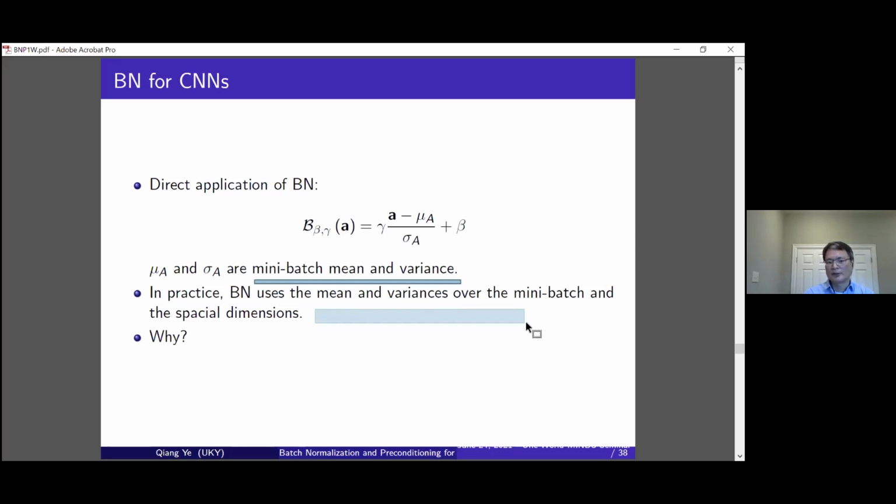But this apparently doesn't work. So actually for CNN, we use mean and variance over the mini batch and the spatial dimensions. Okay, so it's over the three dimensions. The question is why? It's not well understood. So that's another thing where the BNP or preconditioning approach has an advantage. With preconditioning, we can actually derive this process for CNNs, and there we'll see that the mean and variance will naturally come to be the mean and variance over the mini batch and the spatial dimension.